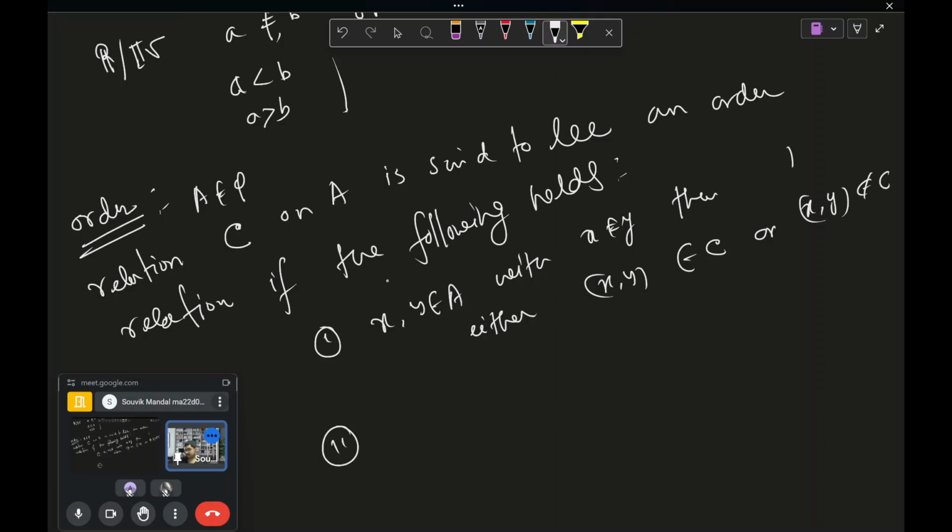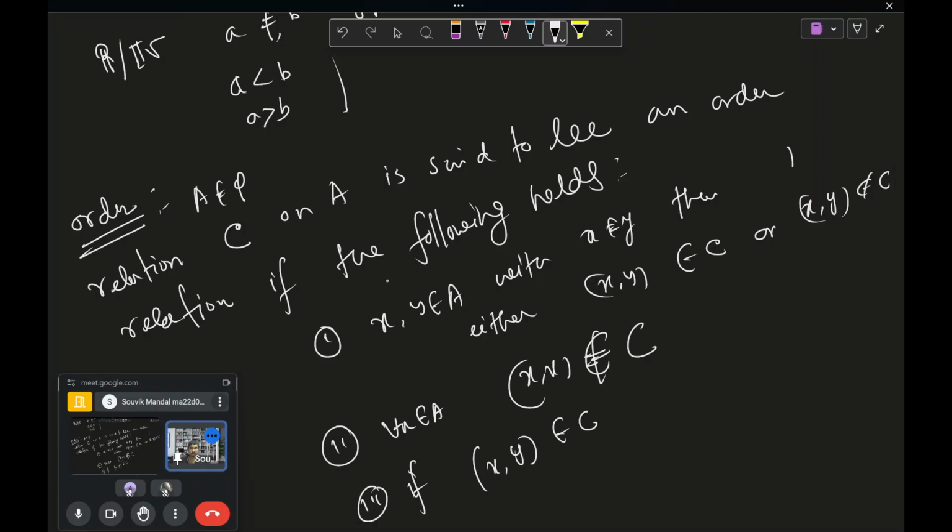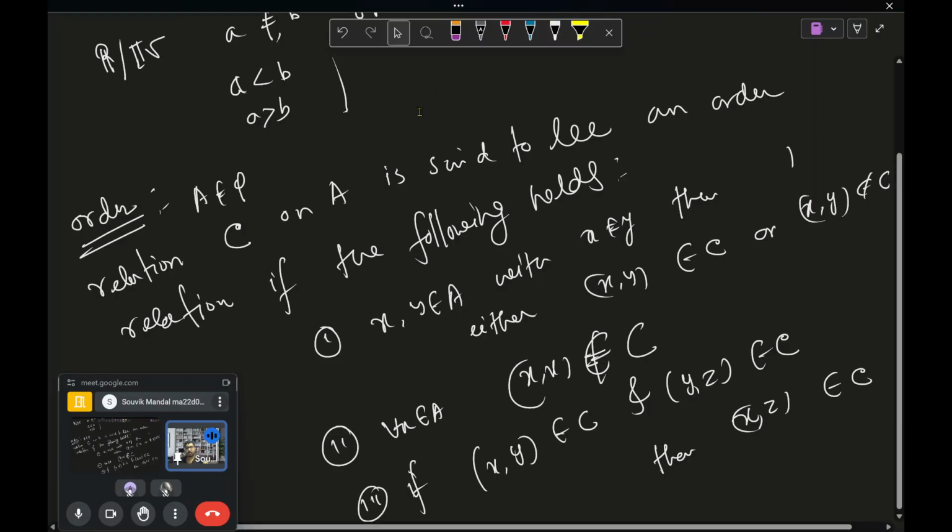Second property is that for any x belonging to A, (x, x) does not belong to C. Third property: if (x, y) belongs to C and (y, z) belongs to C, then (x, z) belongs to C. So this is what the order relation means.